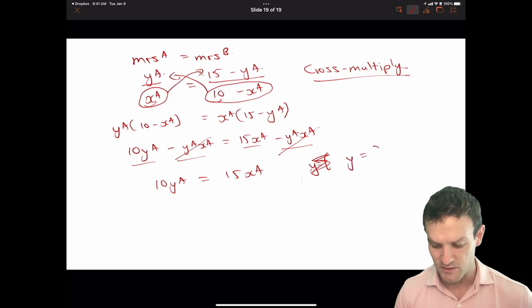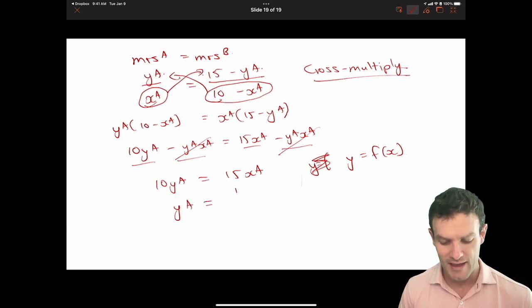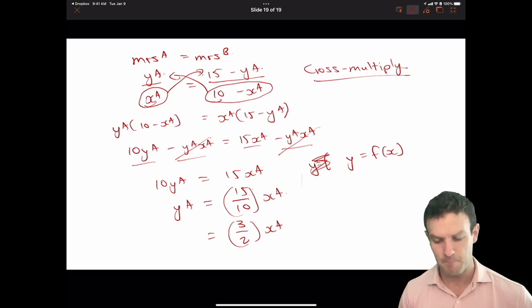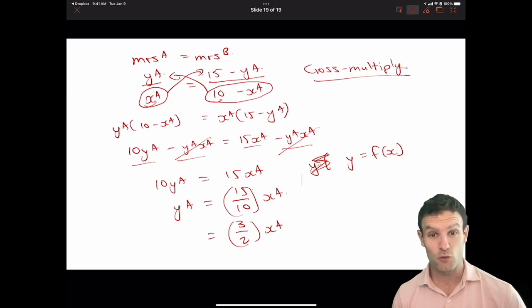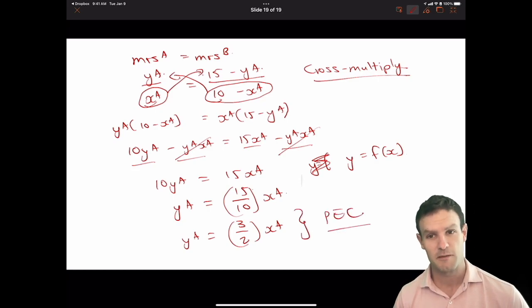We need y as a function of x. And so what do we want here? We want to divide through by 10. What is that going to leave us with? Ya is going to be equal to 15 over 10 xa. How else can we simplify that? That is equal to 3 over 2 xa. And that is our equation for our Pareto-efficient curve. That is our PEC.